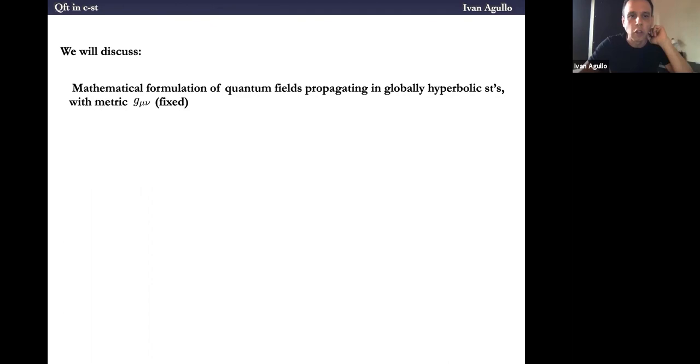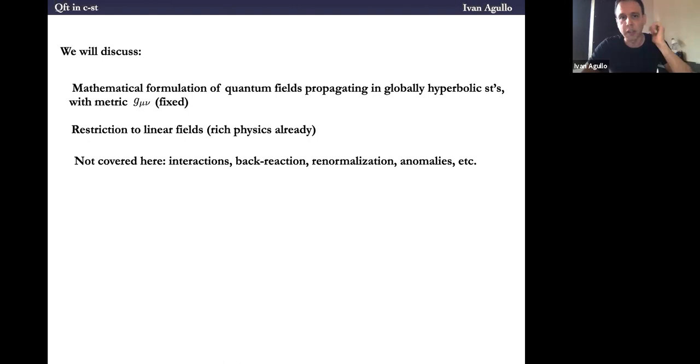I will restrict to linear fields because I don't have time to cover more things, but that is not a problem because most of the most important results, like Hawking radiation, particle creation, etc., appear already at the linear level. I will not cover interactions, back reaction, renormalization, anomalies, and many topics that I have worked on and would love to discuss, but I don't have time.